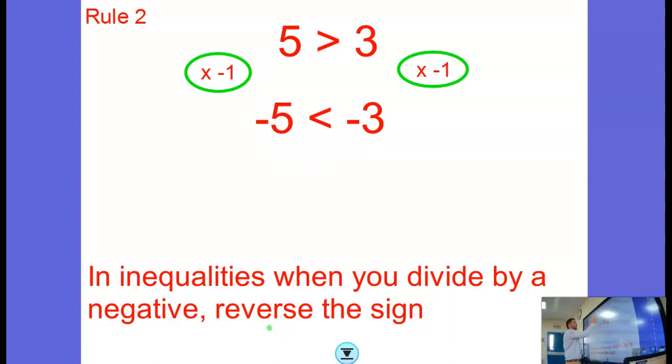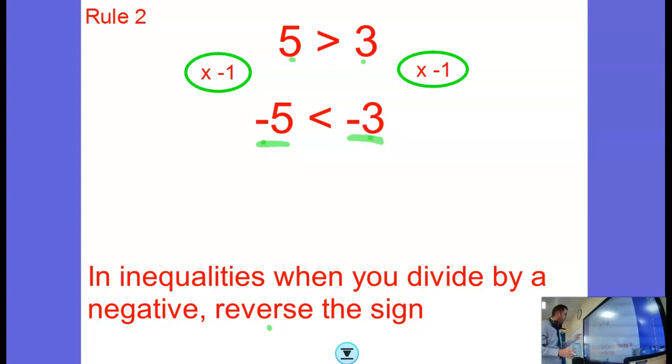Let's just explain that again. 5 times minus 1 is minus 5. 3 times minus 1 is minus 3. But because I multiply by a negative, and this is the same if you divide by a negative, you must change the sign. Because 5 is bigger than 3, but minus 5 is smaller than minus 3, or negative 3.